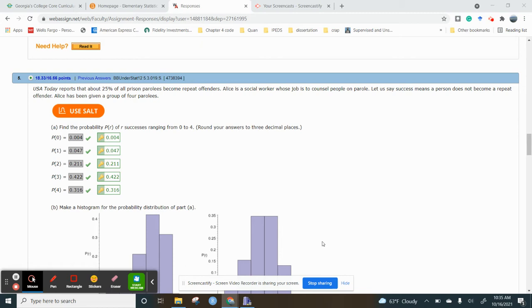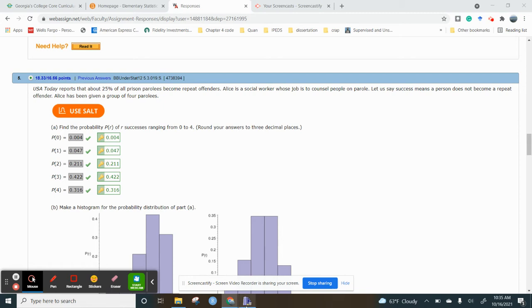USA Today reports that about 25% of all prison parolees become repeat offenders. Alice is a social worker whose job is to counsel people on parole. Let's say success means that they're not a repeat offender. Okay, so that means they're not going back to jail. So Alice has a group of 4 parolees.